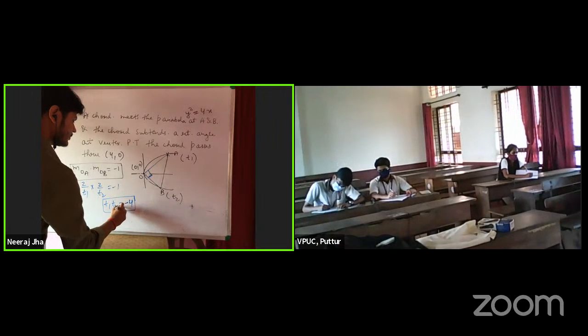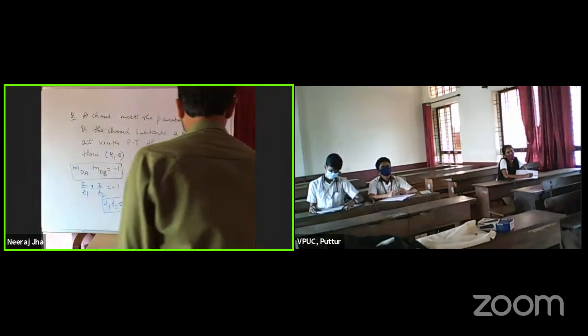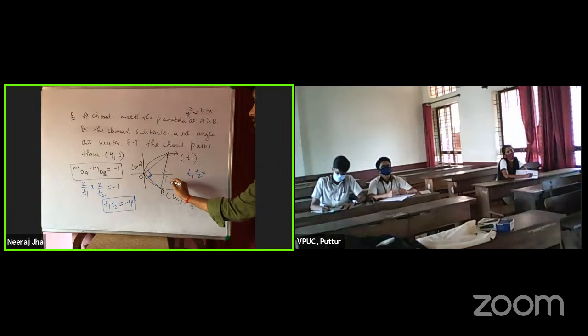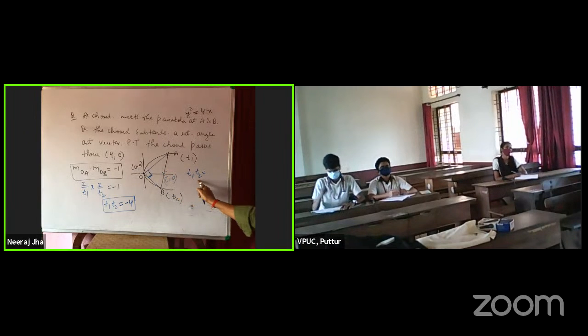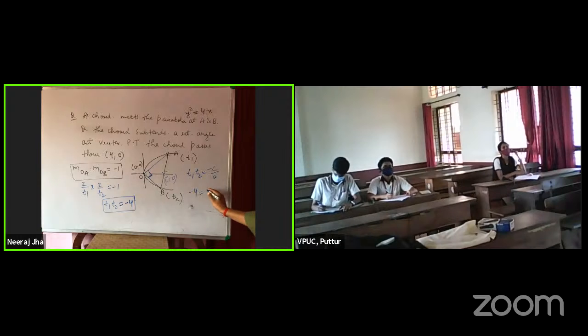Getting my point? T1 T2 is -4. Now what will you do? If this chord passes through (C, 0), then T1 T2 is equal to minus C by A. Now this is -4, and this is minus C divided by A. A is 1, so that means C is equal to 4.